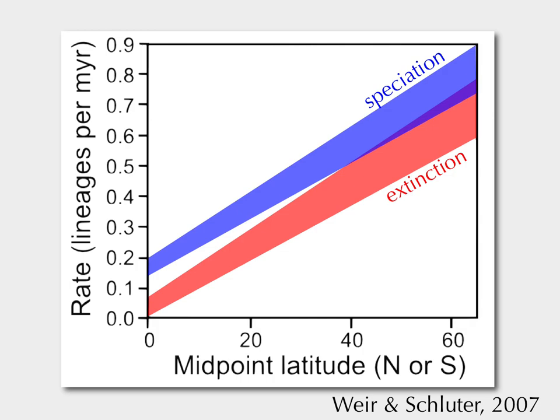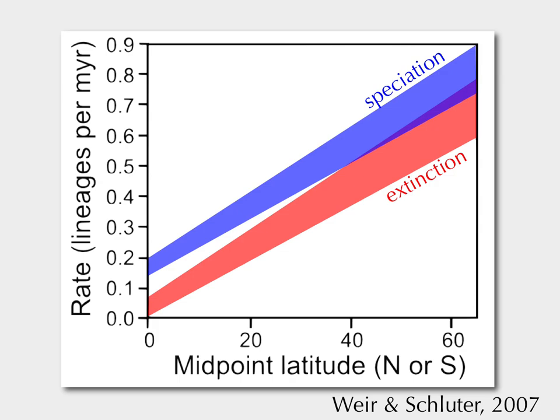Right, this latitudinal gradient in diversity. In the tropics, there are tons of species. As you go further away from the tropics, north or south, you get fewer and fewer species. Why is that? It could be that in the tropics there's a lot more speciation and the same amount of extinction. Or it could be the same amount of speciation and less extinction. Or a mixture of the two. This study is attempting to test that.